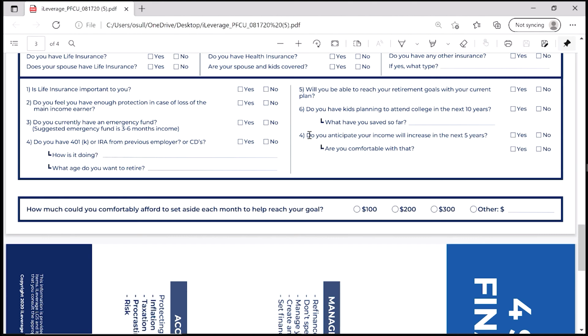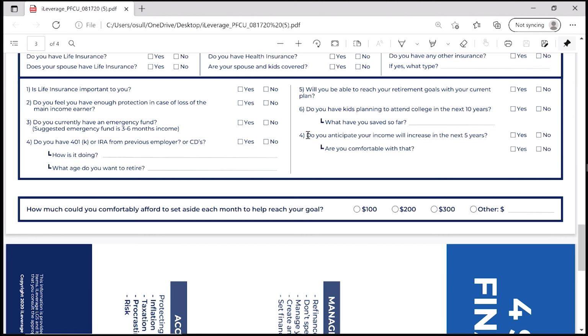Hey, is life insurance important to you? Yes or no? Do you find you have enough protection? Do you feel you have enough protection, in case any of the main income earners weren't around? Sorry, I'm struggling with my eyes here a little bit. Do you currently have an emergency fund? Right? You're opening up some questions and dialogue with them about what they're doing as far as making sure they're covered in these other areas, so they're not always dipping in their long-term money.